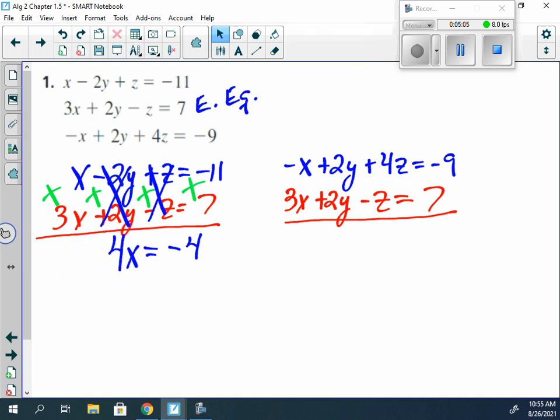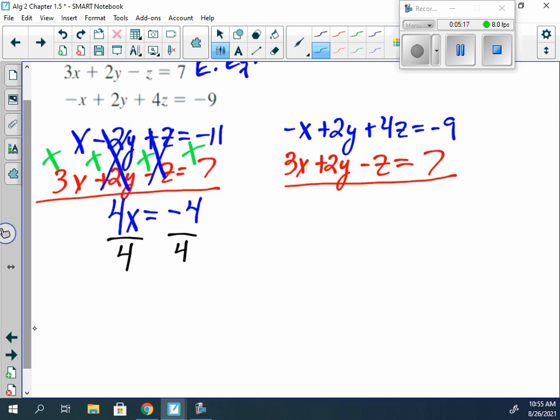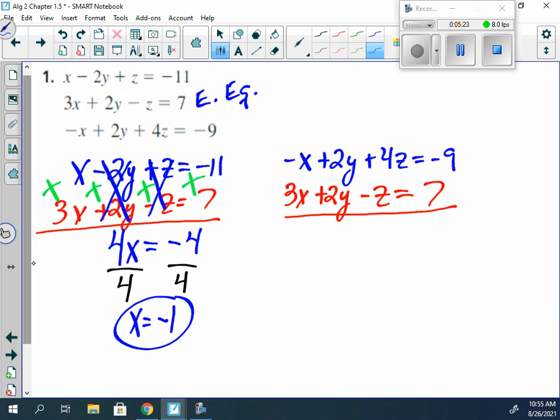So wait a minute. I'm just left with 4x equals negative 4, yes? Yeah, we would divide both sides by 4. We're just going to solve it for x. So we have one of our solutions.